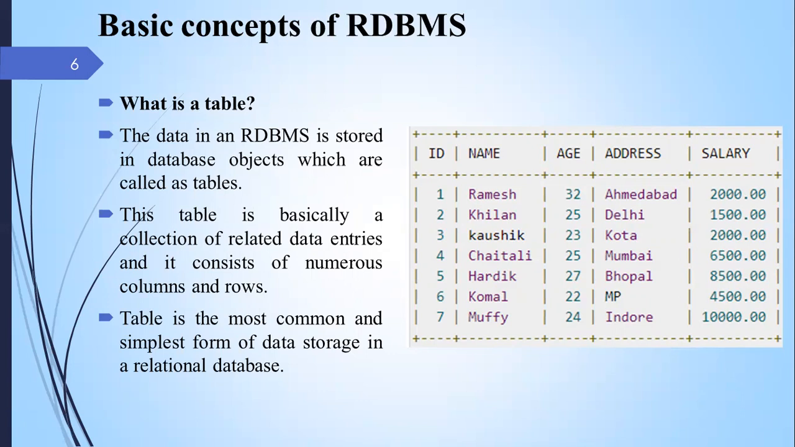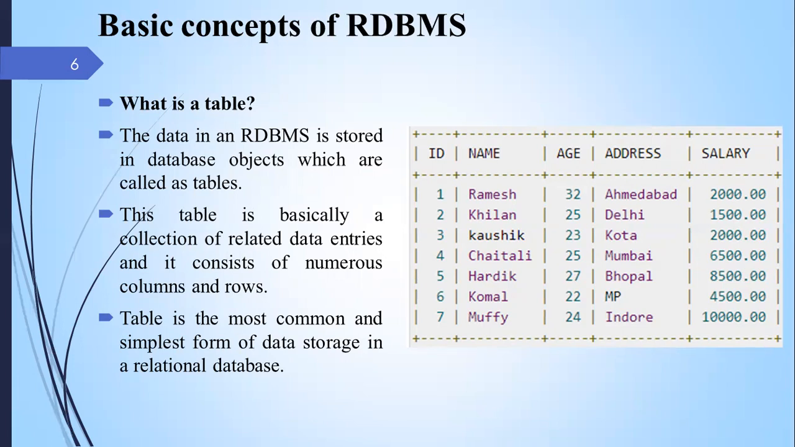In the given diagram, it shows that there are ID, name, age, address, and salary. These 5 columns are called attributes. Similarly, there are 1, 2, 3, 4, 5, 6, 7 in the ID. These are the 7 rows shown over here. So a table is the most common and simplest form of data storage in a relational database. The diagram shows how we are going to store particular data in the table, from ID number 1 to 7, so 7 records can be stored. It may be possible there are n number of rows and n number of columns.